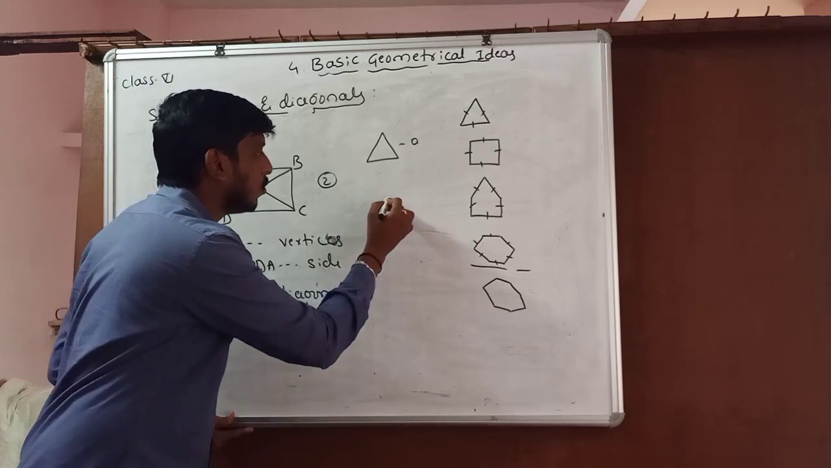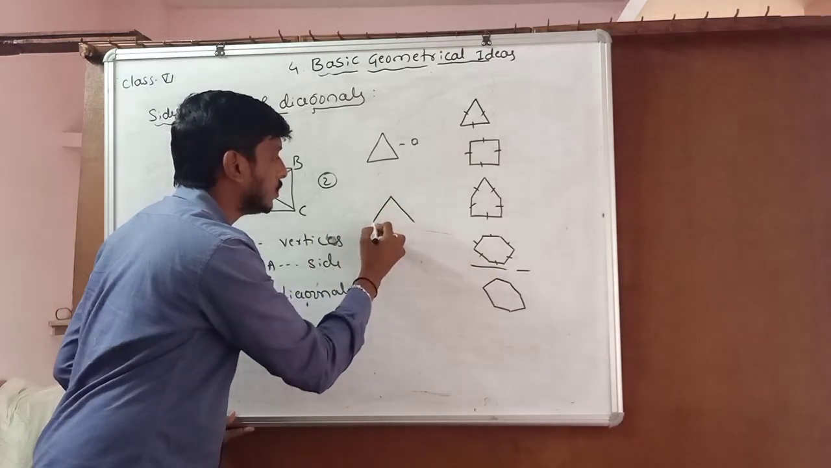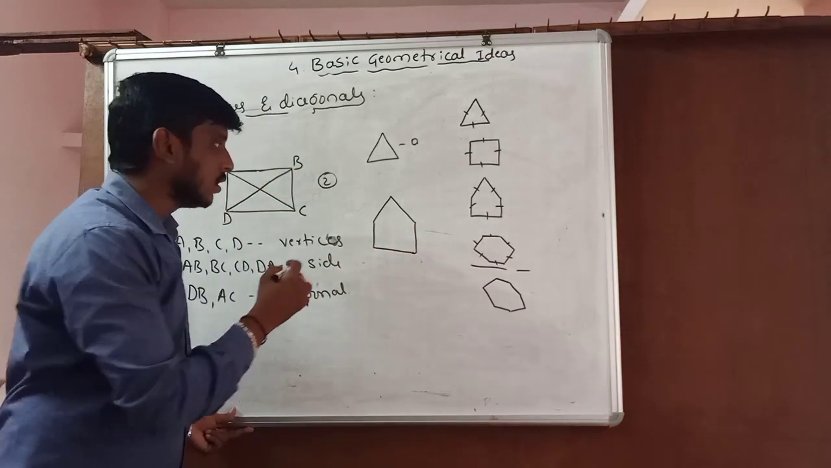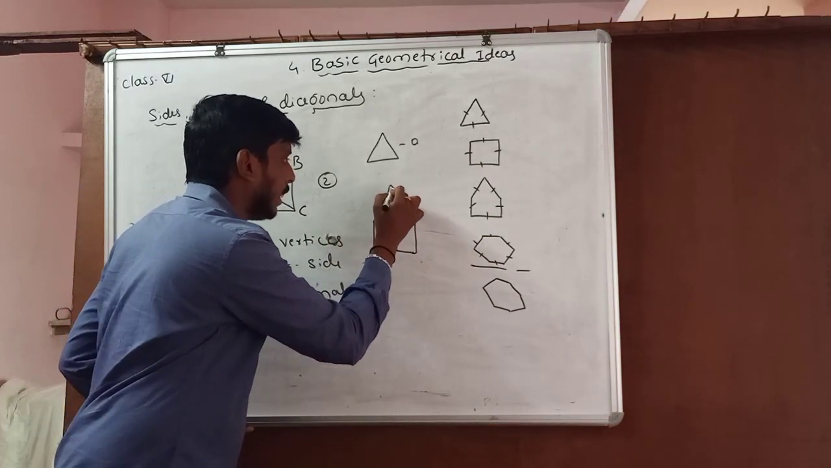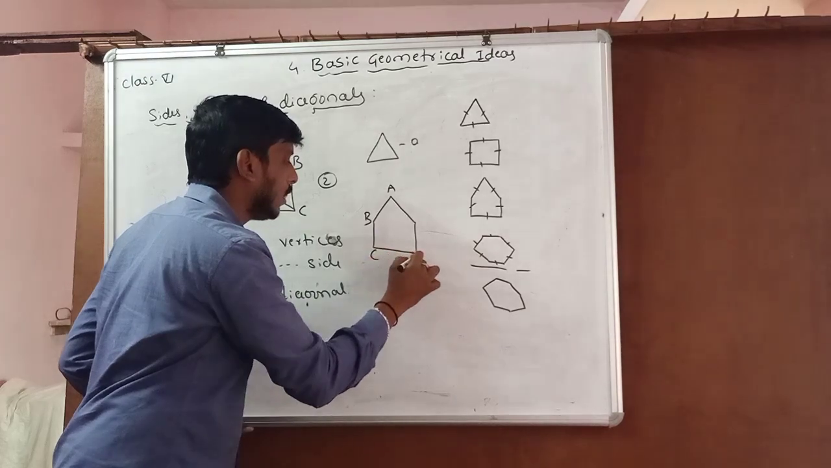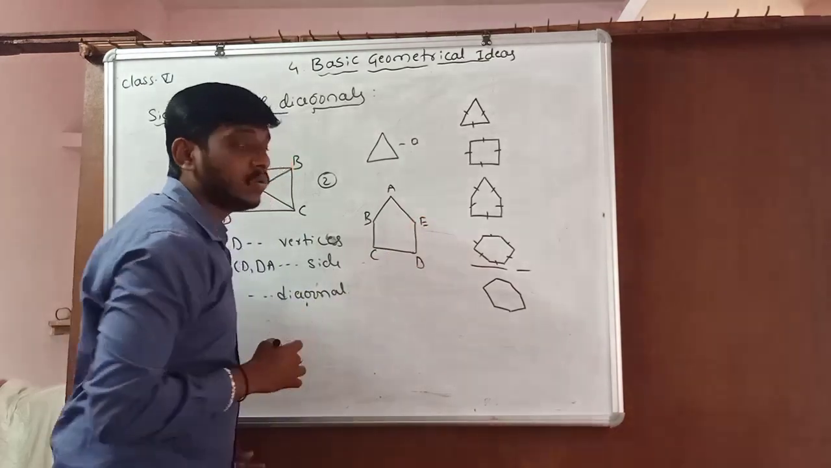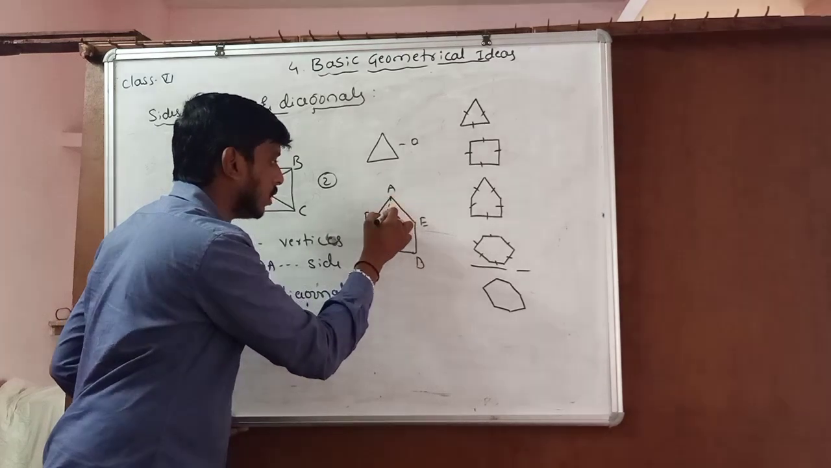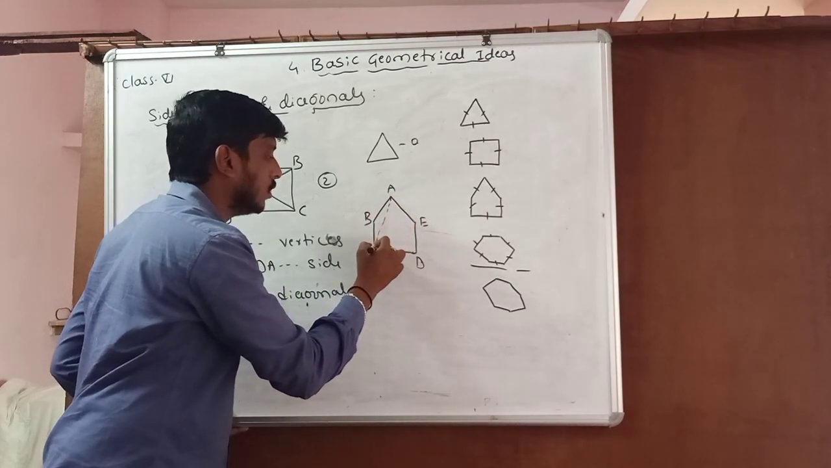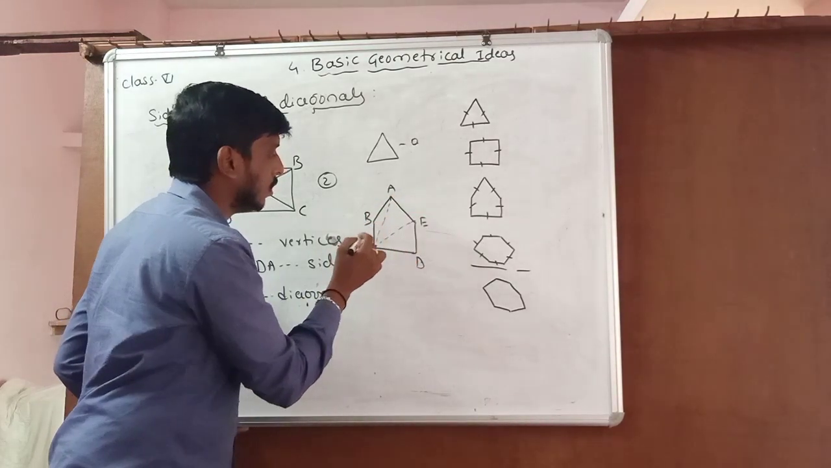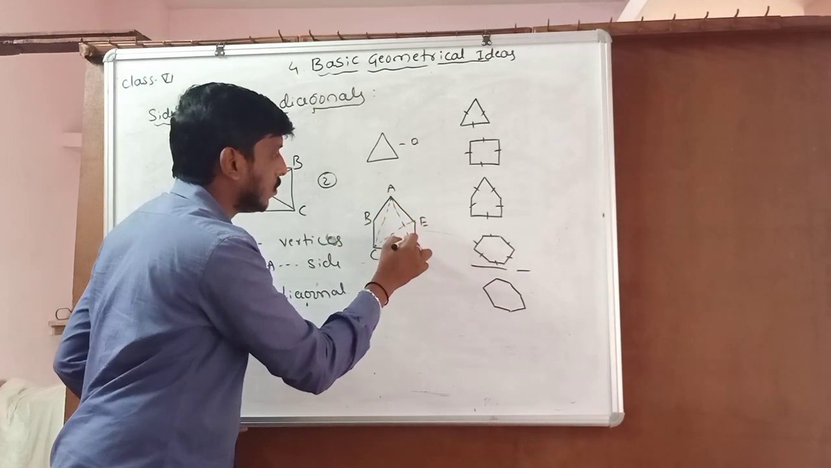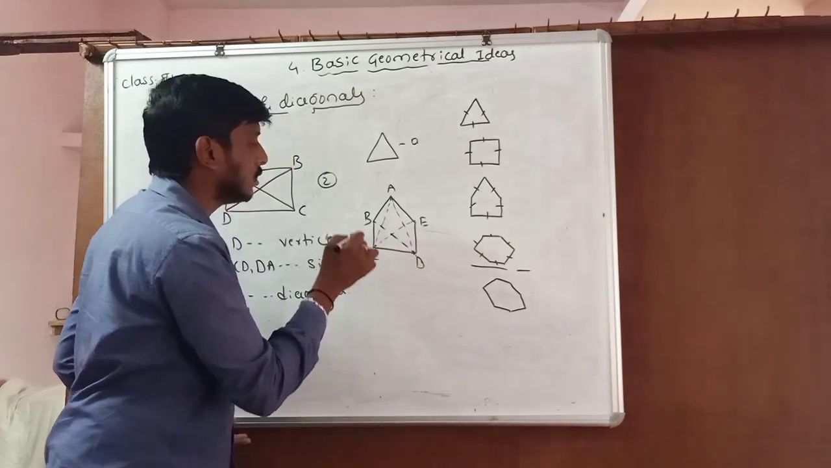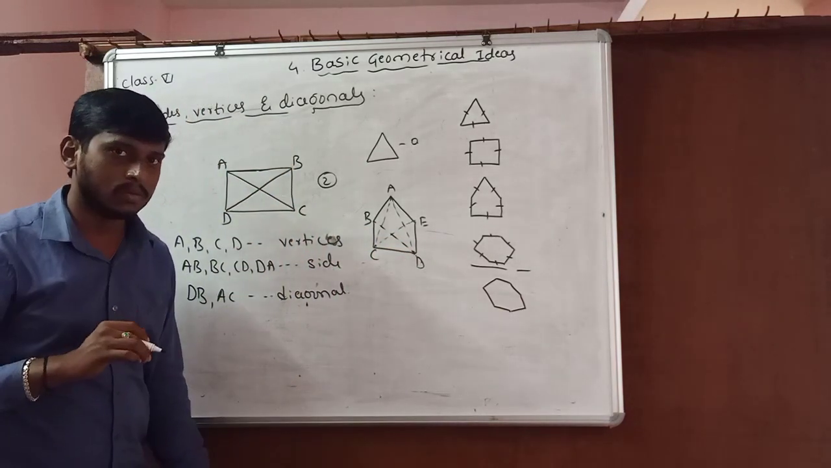So in a pentagon, how many maximum diagonals will come? So if it is a pentagon, okay, so here A, B, C, D, E. How to draw the diagonals? This is one diagonal. I will join. And this is one diagonal. So here it is also one diagonal. Okay. So next this is also a diagonal. So this is the way to draw the diagonals.